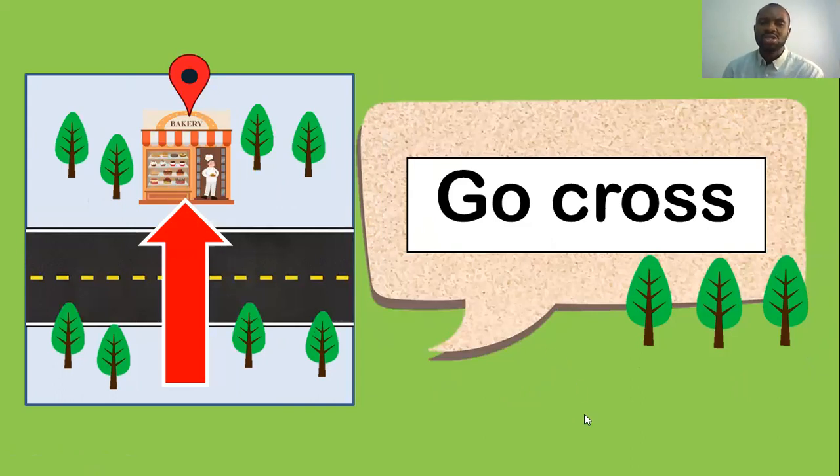Go cross. Sometimes I use the bridge. I go cross to the bakery. How do I go to the bakery? I need to cross the road. I cross the road to the bakery. Okay. Cross the road to the bakery.